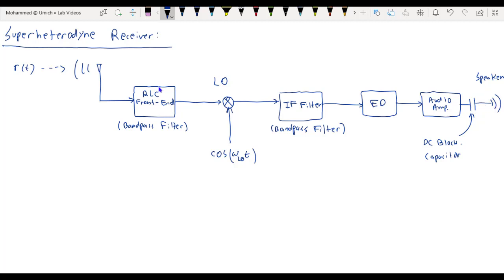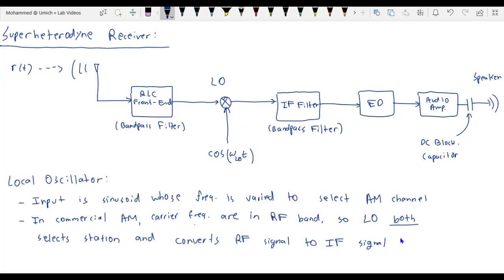Now, I'm going to talk about this RF bandpass filter at the very end, since it's kind of hard to understand why this RF bandpass filter is necessary until we know exactly how the local oscillator and IF filter work and then what effects that could cause. So let's take a look at the local oscillator.